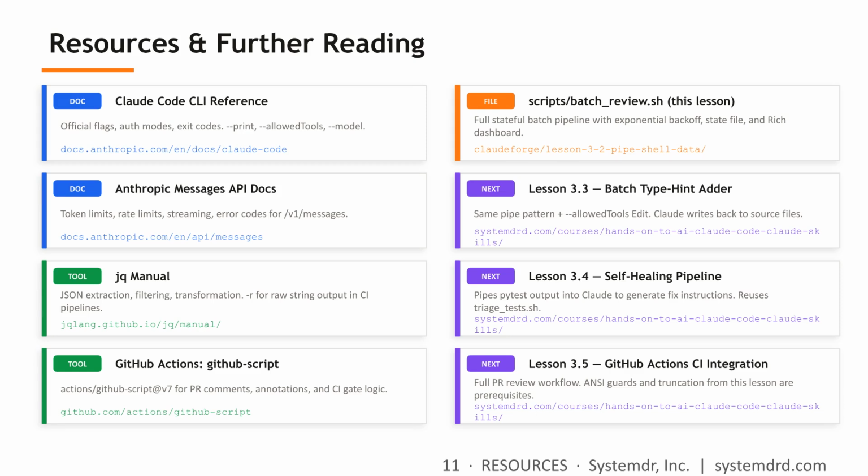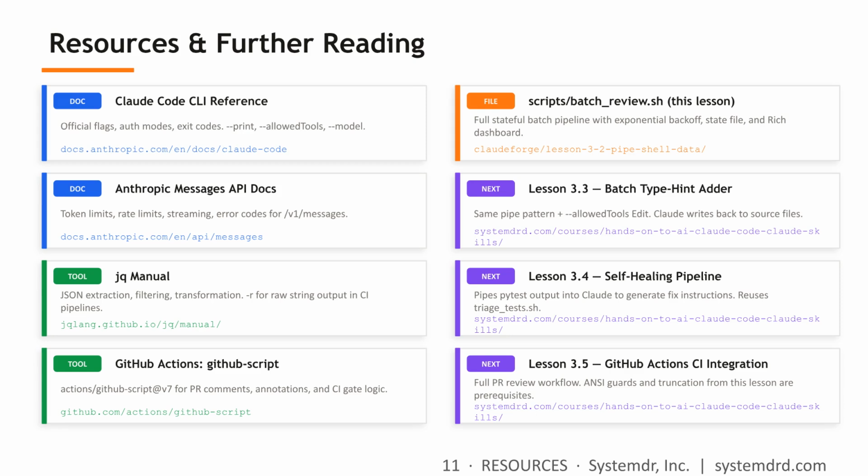The 3 next cards on the right are where this lesson feeds forward. Lesson 3.3 adds write permission, same pipe pattern, but --allowedTools Edit allows Claude to apply type hints directly to Python source files. Lesson 3.4 closes the feedback loop. Pytest output pipes into Claude, Claude generates fix instructions, and the pipeline applies them automatically. Lesson 3.5 is the full GitHub Actions integration that builds on everything in this lesson.